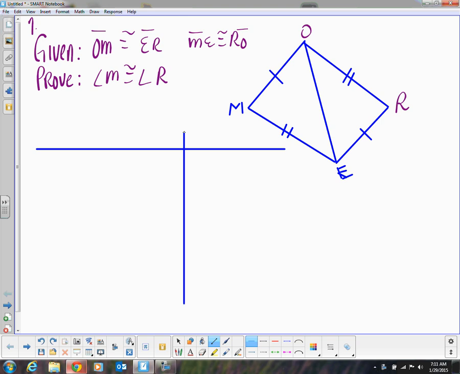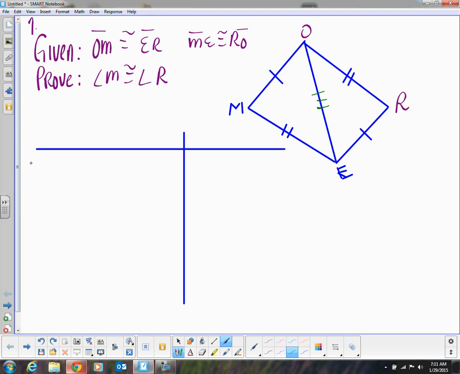But that's not enough to prove triangles congruent. What else do we need besides this? A third side. Where is it? In the center. Okay. So what is this going to be? Side, side, side. You see, everything in the given is congruence.